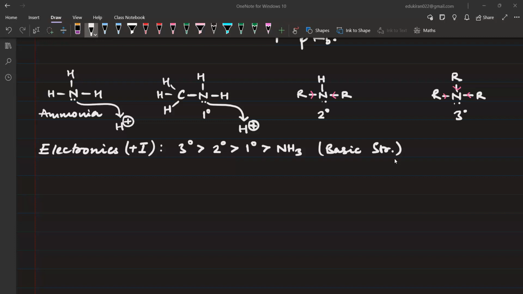Which will be the fastest? I don't think this is very tough. Which moves faster, a big molecule or a small molecule? Which will move more easily? The small molecule. So which will be the fastest to abstract the H plus ion? Who will run fastest towards H plus?